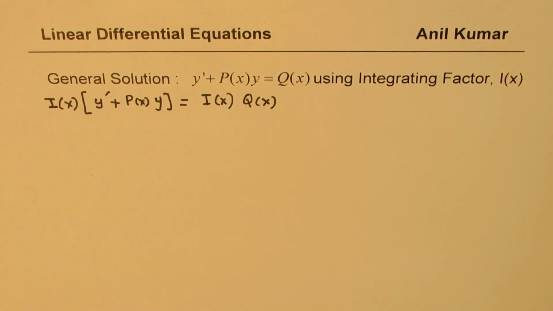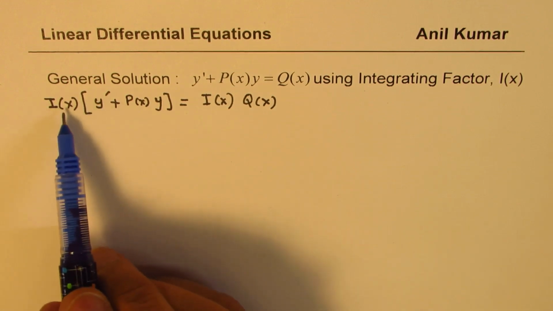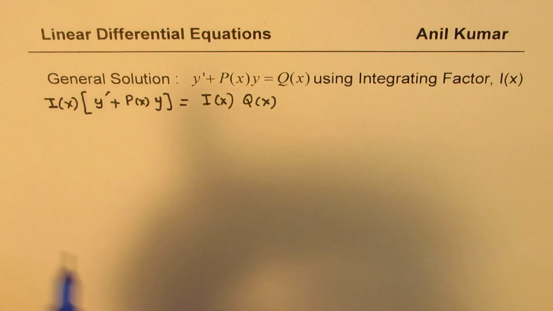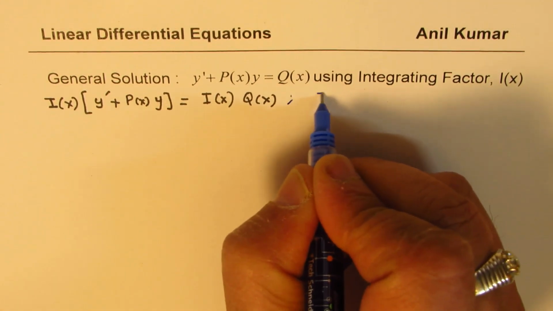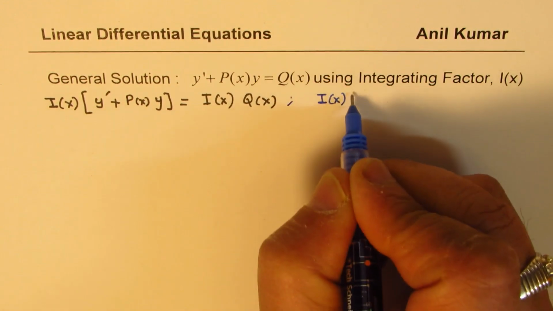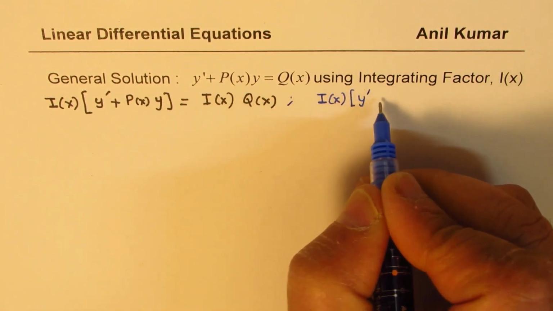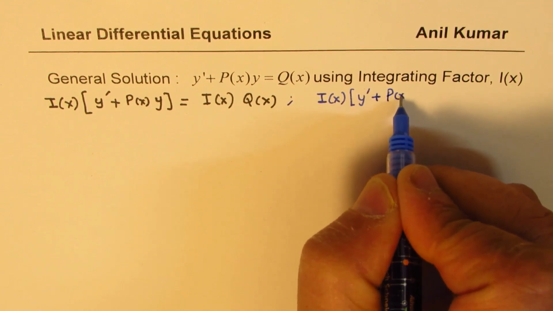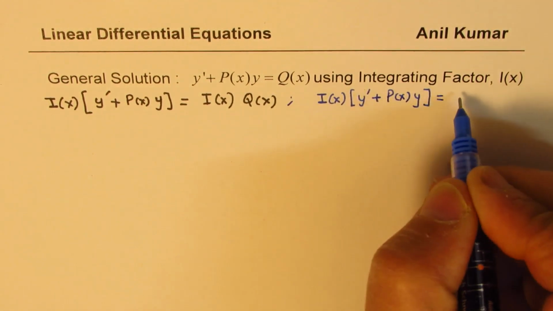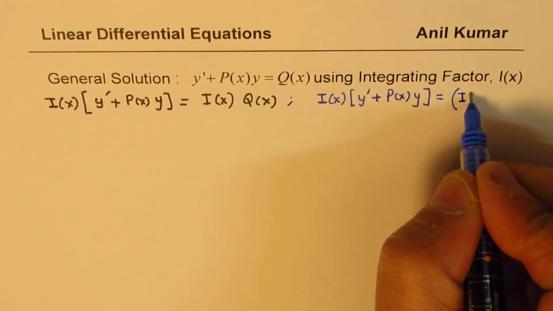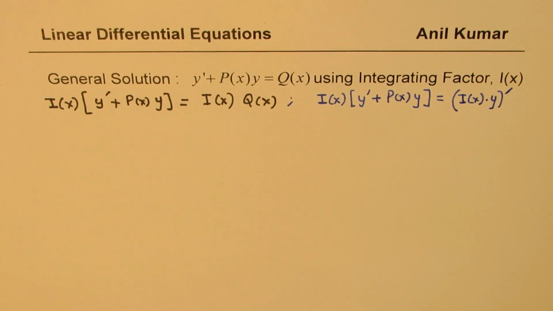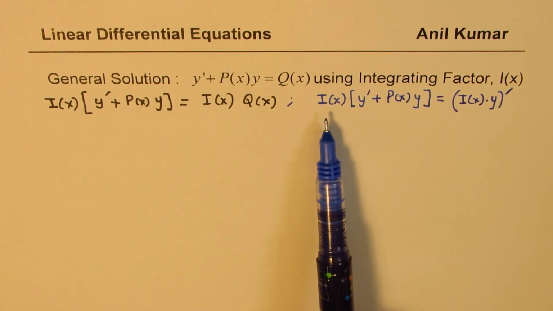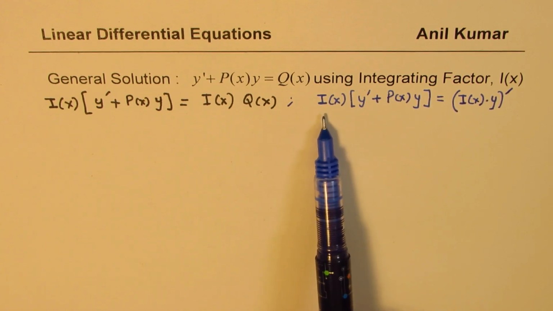And what is the property of I of x? The property of I of x is that the left side, I of x times y dash plus p of x y, should be equal to the derivative of the product of the integrating factor and y. Right, so that is the condition. That is how you have to find the integrating factor. Is that clear to you? That is key to us.